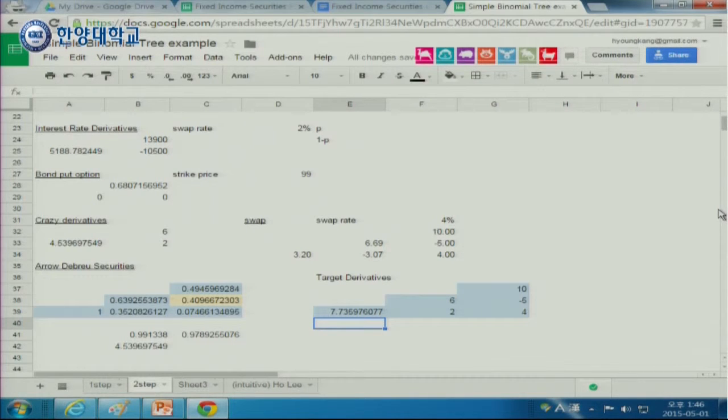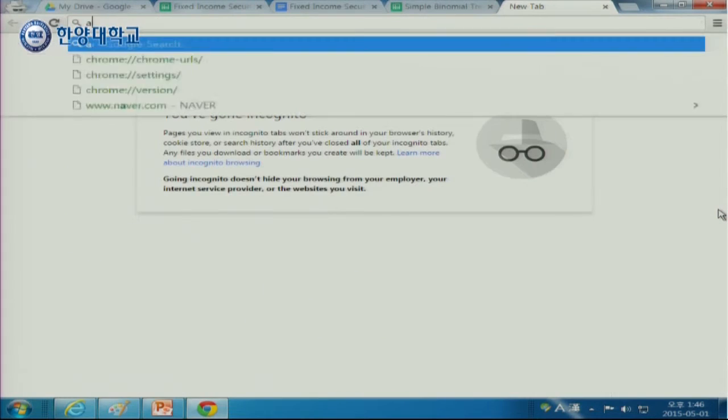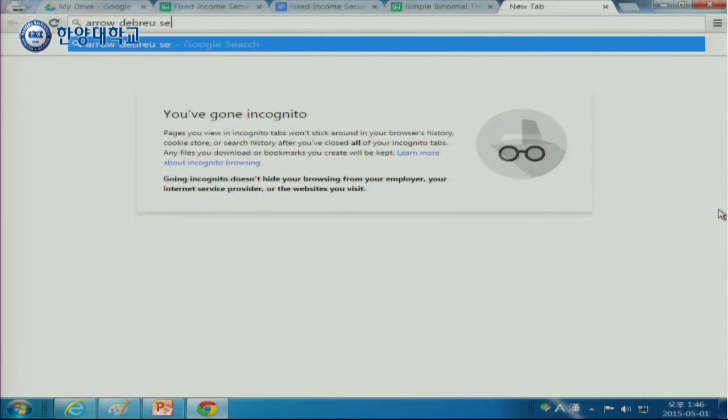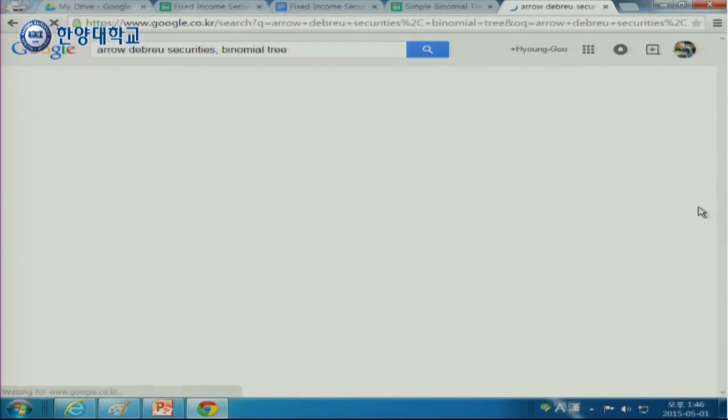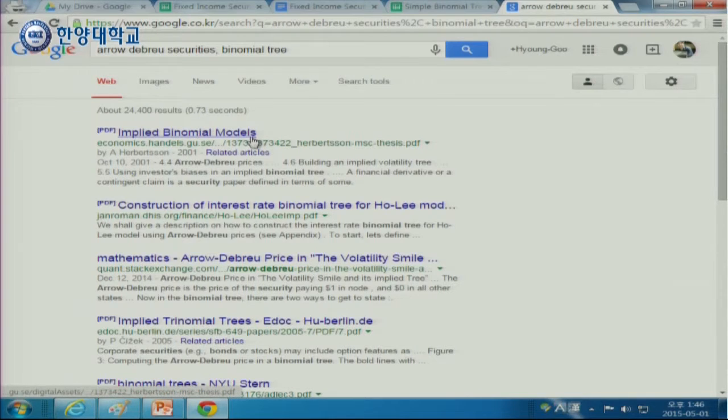이게 실제로 이렇게 쓰면 되지. 이런 걸 누가 인터넷에서 공짜로 친절하게 알려줘. 그런 사람은 없어요 이 세상에. 코세라에 가서 찾아보면 비슷한 강의가 있겠지. 어디 인터넷 한번 공부해 볼까? 애로우드브루 시큐리티스, 바이노미얼 트리, implied binomial model 뭐가 있긴 있네. construct integrated binomial tree for 호 리 모델을 이용해서 한 게 또 있네요. 나도 설명하려고 그랬는데. 한번 볼까?